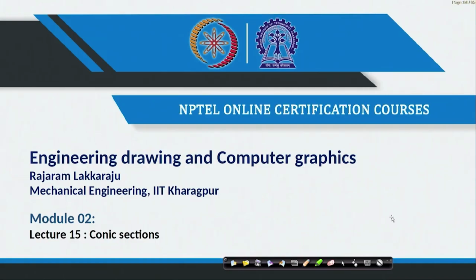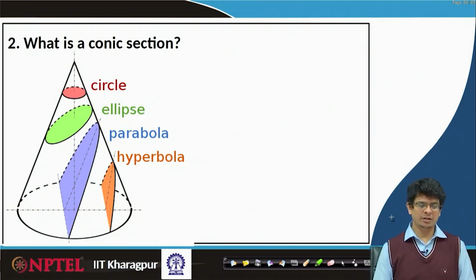Hello everyone, welcome to our NPTEL online certification courses on engineering drawing and computer graphics. We are in module number 2, lecture number 15 on conic sections. And in today's class, we will learn more about how to construct a parabola. A parabola will be constructed by taking a section parallel to the slant and passing through this section. That gives us a parabola.